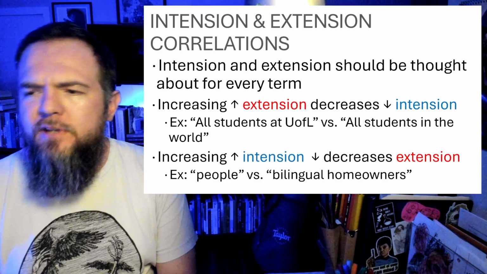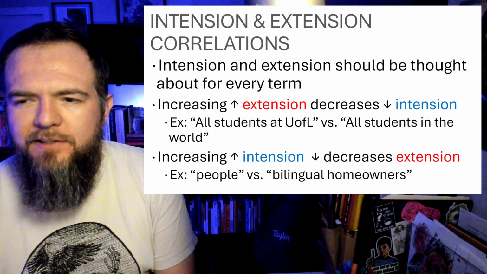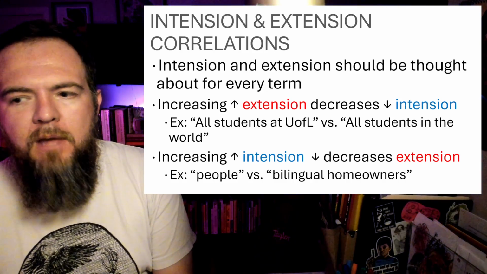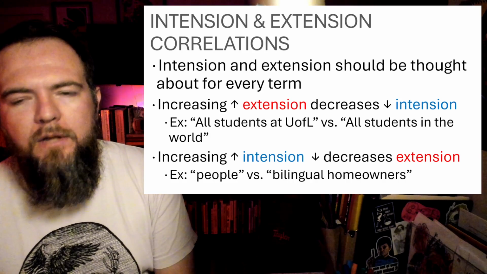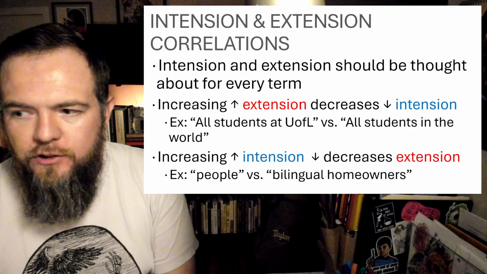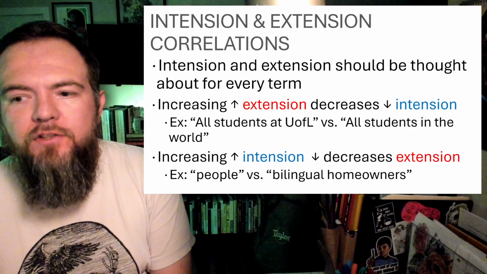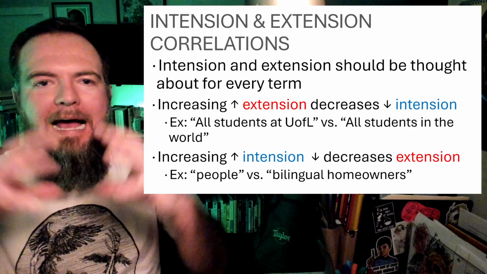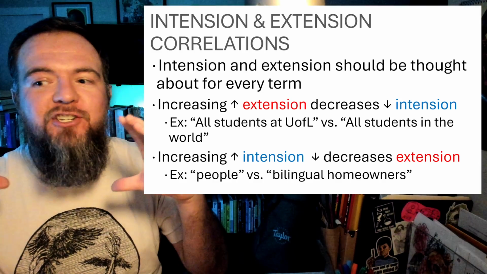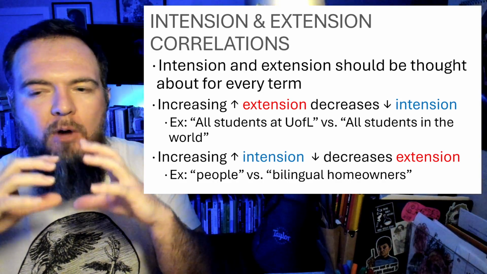Okay. Now here's some interesting patterns, and this might help you to think about the difference between intension and extension. Intension and extension should be thought about for every single term, and generally speaking, they have inverse correlations with each other. So what I mean by that is if you have an increasing extension, usually you have a decreasing intension, okay? So if your class of objects gets bigger and bigger and bigger, that means your extension is increasing. Then typically speaking, your intension is going to get smaller and smaller and smaller.